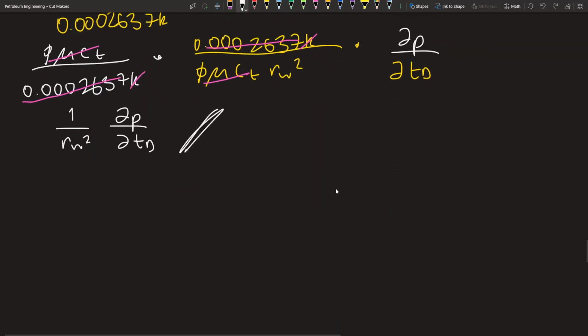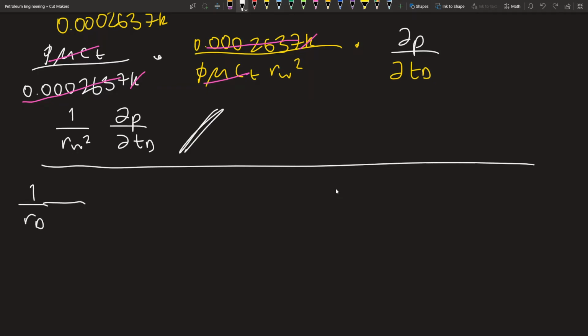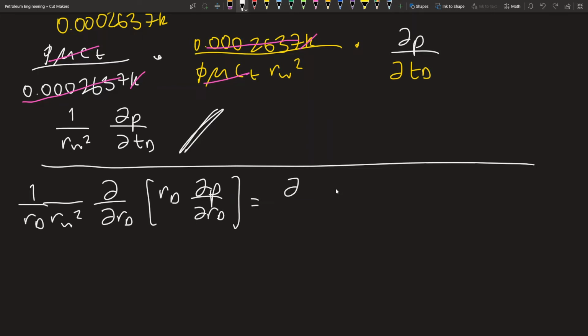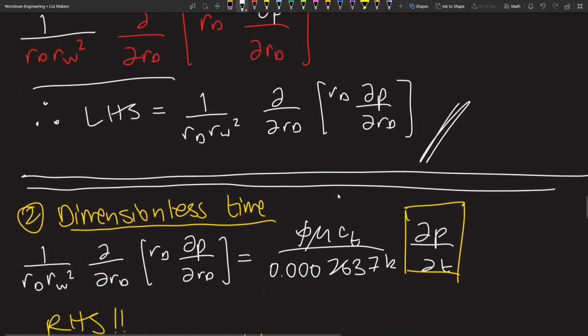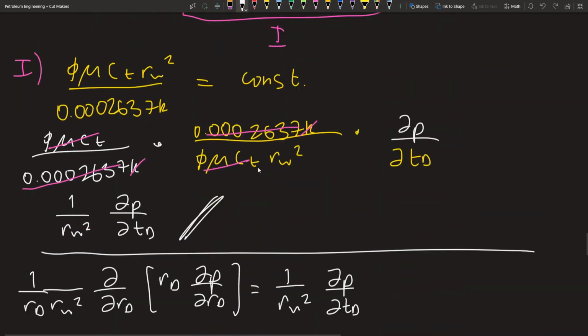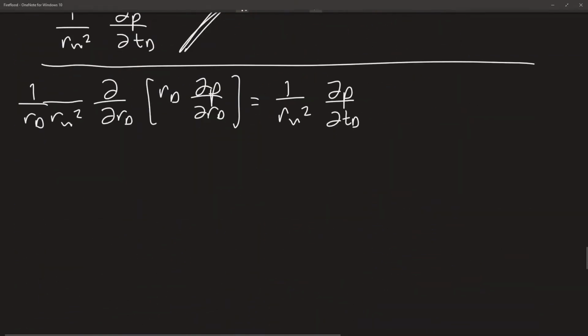Great! So now let's summarize what we already have. What we have now is 1 over r sub d, r sub w squared, times dou over dou r sub d, dou p over dou r sub d is equal to 1 over r sub w squared dou p over dou t sub d. I forgot whether or not I actually wrote the 1 over r sub w squared in the previous. Yeah, I have. Okay, that's good. Okay, and from here we can make a cancellation because we have 2 r sub w squared terms here.